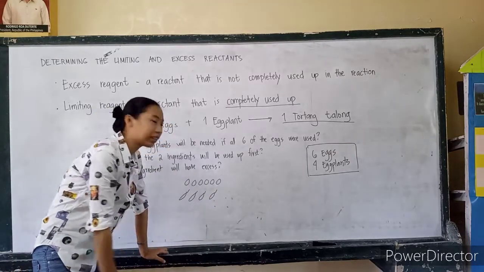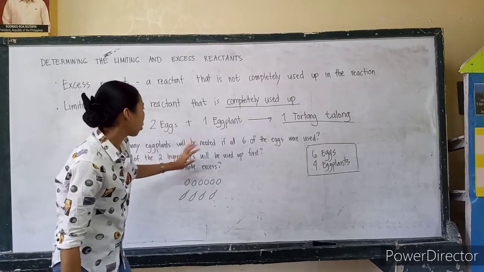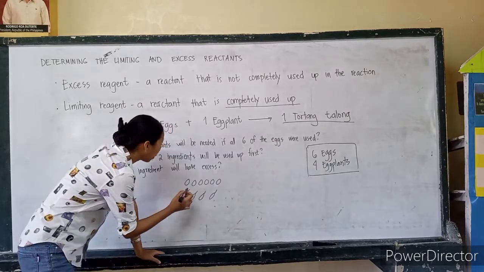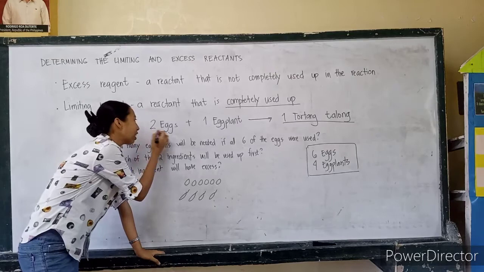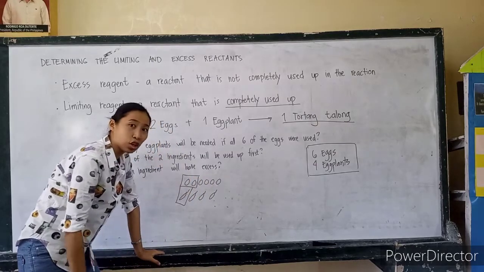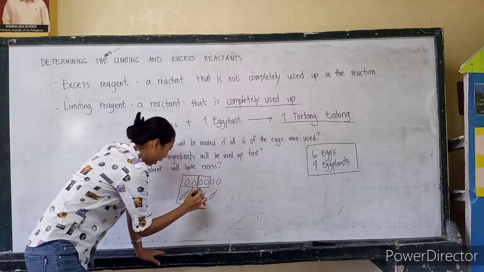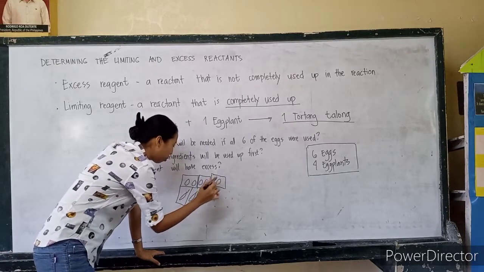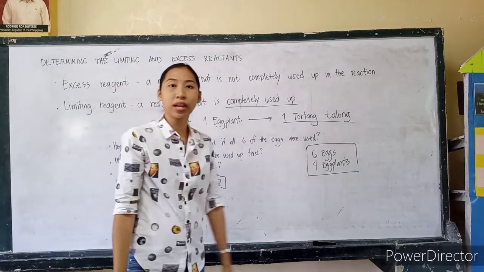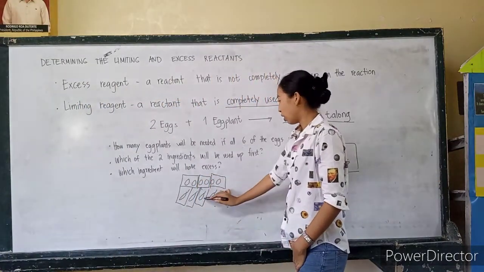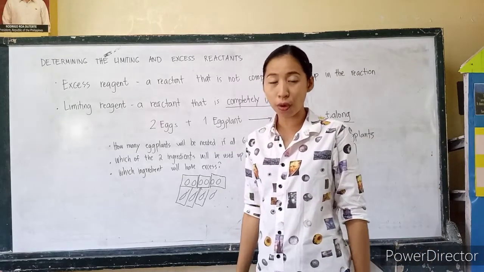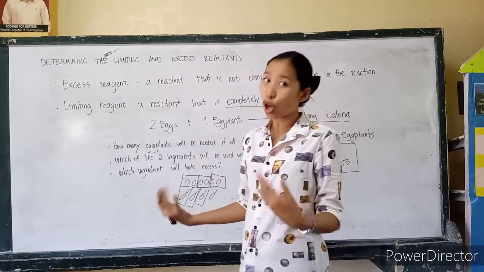What if all the eggs are used? If all six eggs are used, how many eggplants would you use? Based on the original chemical reaction, every two eggs need one eggplant. So the first batch of eggs uses one eggplant. The second batch of eggs uses another eggplant. And the last pair of eggs uses yet another eggplant. So the answer is, you needed 3 eggplants in order to make the tortang talong and use all your eggs.